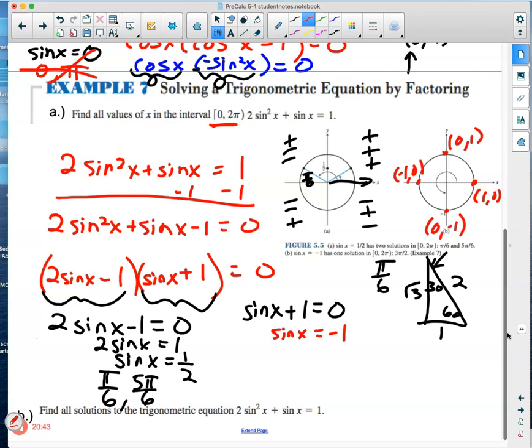I need sine of x to equal negative 1, and there's only one place where that's going to happen, because again, each of these ordered pairs are cosine theta, comma, sine theta. That's right there, and that's 3 pi over 2. So we have 3 solutions here: pi over 6, 5 pi over 6, and 3 pi over 2.